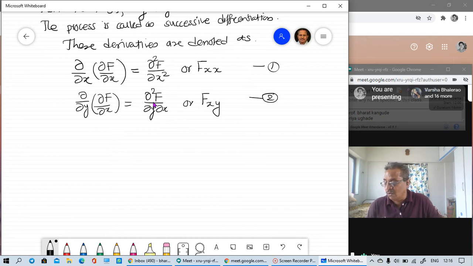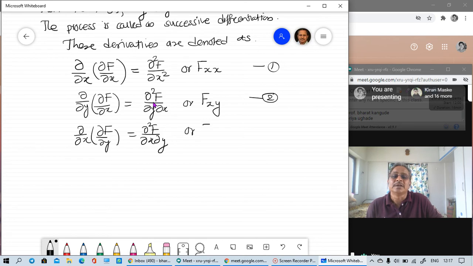Similarly, one can go for ∂/∂x of the cross partial differentiation of ∂f upon ∂y. This time you can write this to be equal to ∂²f upon ∂x ∂y, or the same thing can be represented by fyx this time. Okay, now look at this. This is fxy, meaning ∂²f upon ∂y ∂x.